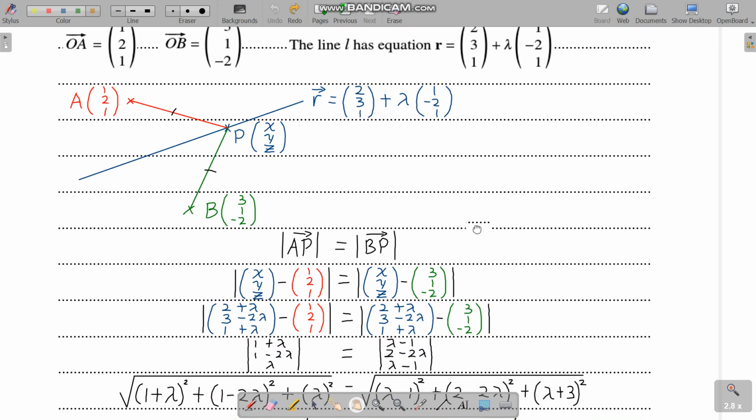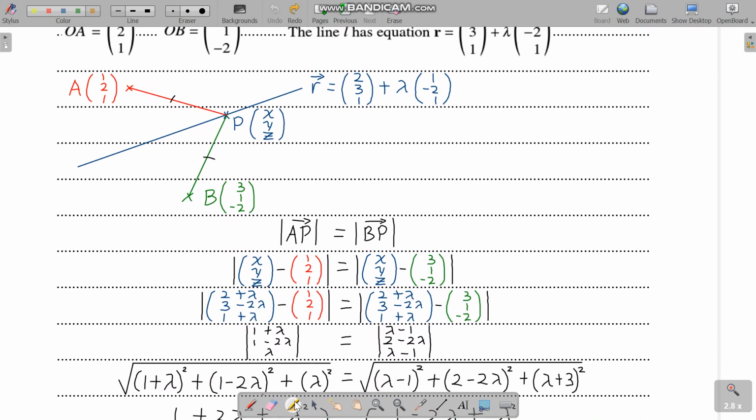For the length AP, we need the vector AP. The vector AP is P minus A, the coordinates of P minus the coordinates of A. For BP, that's going to be P minus B. So we have AP and we have BP. As you can see, we have an equation in 3 variables, x, y, z, and there's nothing we can do here.